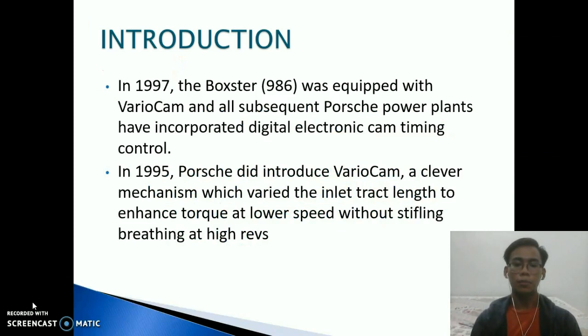The Variocam system was first introduced in the Porsche 968 in 1992. The Porsche 968 was the first model that used Variocam technology. In 1997, the Boxster 986 was equipped with Variocam, and all subsequent Porsche power plants have incorporated digital electronic cam timing control. In 1995, Porsche introduced Variocam, a clever mechanism which varied the inlet track length to enhance torque at lower speed without stifling breathing at high revolutions.